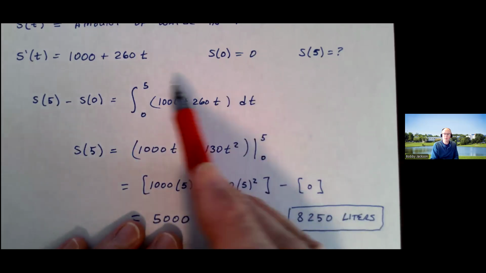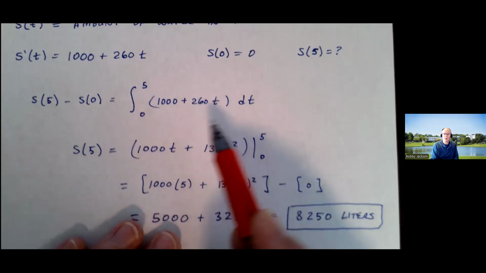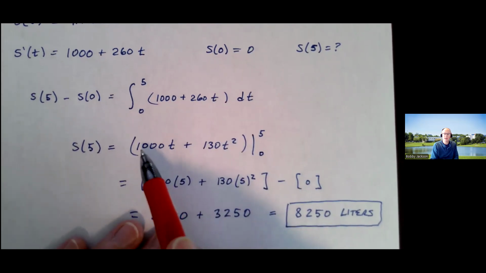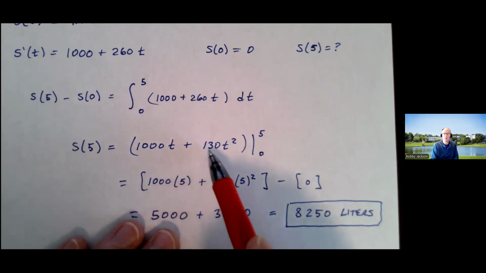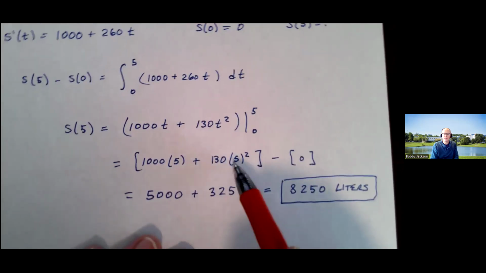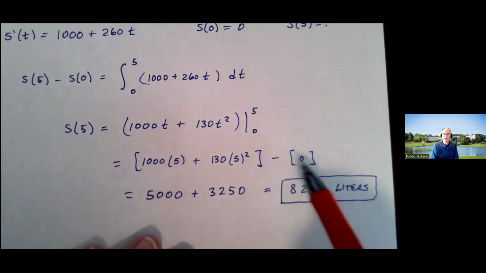So using the fundamental theorem of calculus part 1, we can evaluate this. The antiderivative of 1000 plus 260t is 1000t plus 130t squared. Hopefully that's straightforward for you. Plug in the upper limit of 5. Plug in 0. Of course, there I get 0.